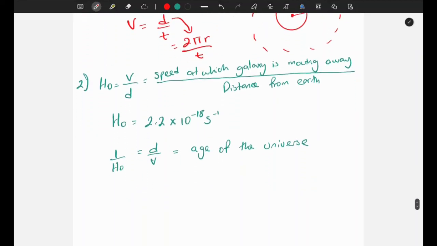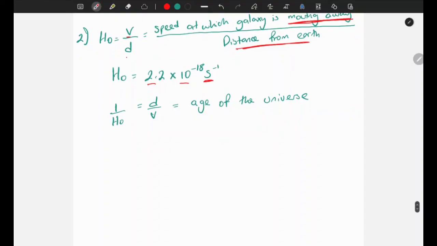The next one is Hubble's constant. Hubble's constant is v over d, the velocity over the distance. v is the speed at which a galaxy is moving away from Earth, and d is the current distance of that galaxy from Earth. Hubble's constant has a certain value: it is 2.2 times 10 to the power of -18 per second. So the unit is not second, it's second to the power of -1.